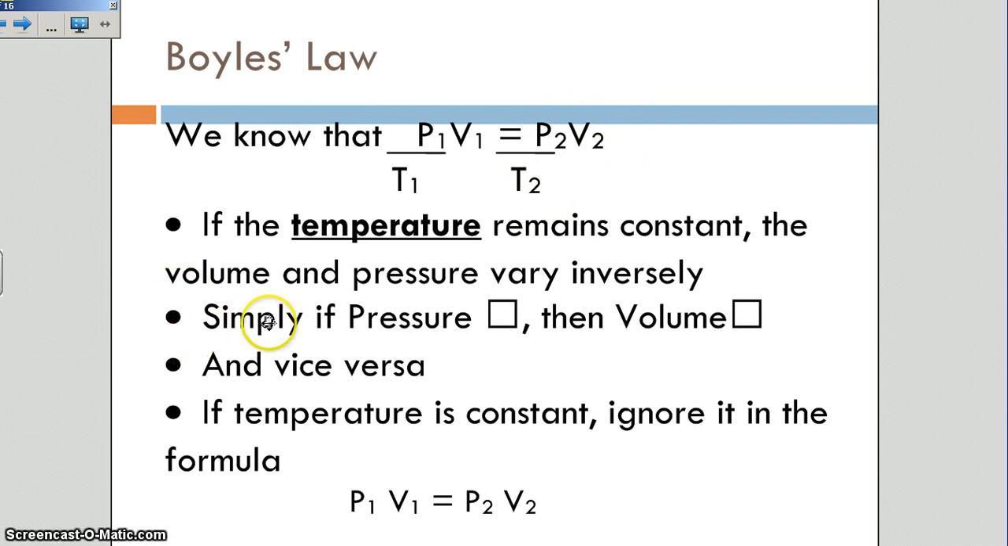So we can say, if temperature remains constant, the volume and pressure vary inversely. Over here in these boxes, we can fill these in quite simply. Inversely means opposite. That says simply if pressure decreases, then our volume is going to increase. Or vice versa, if pressure increased, then volume would decrease. Either way, they need to be the opposite of one another. And that's what Boyle's law says: if we keep temperature constant, pressure and volume will vary inversely.